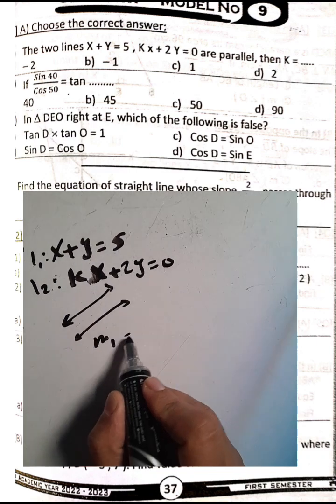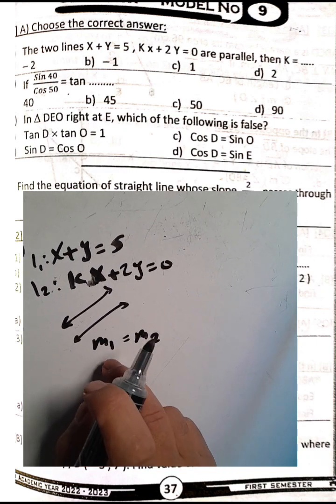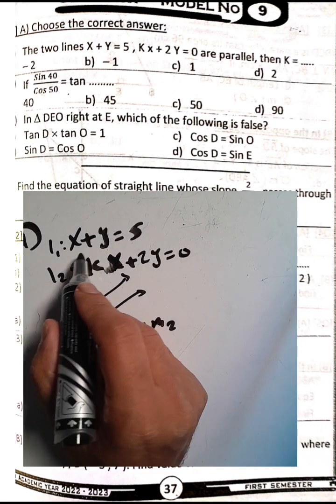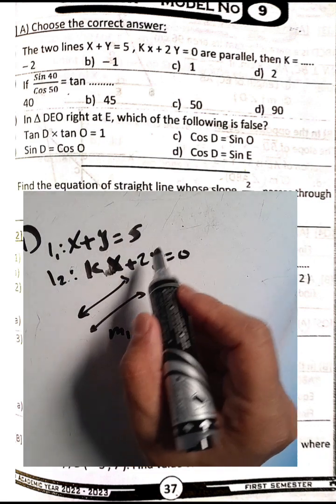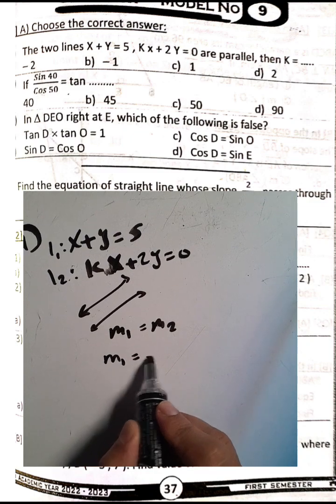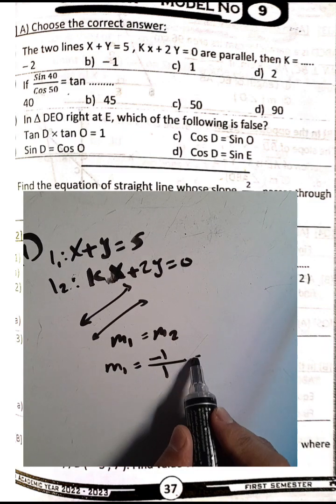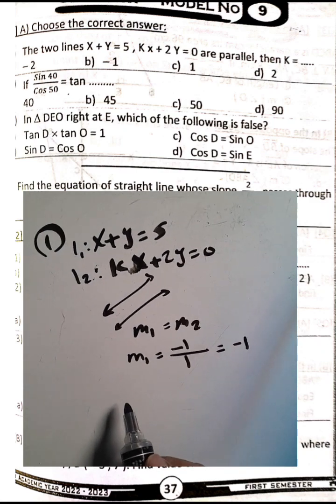Then m1 will be equal to m2. m1 refers to slope 1 and m2 refers to slope 2. We can find slope 1 as negative the coefficient of x over the coefficient of y. Then m1 will be negative 1 over 1, and the result will be negative 1.